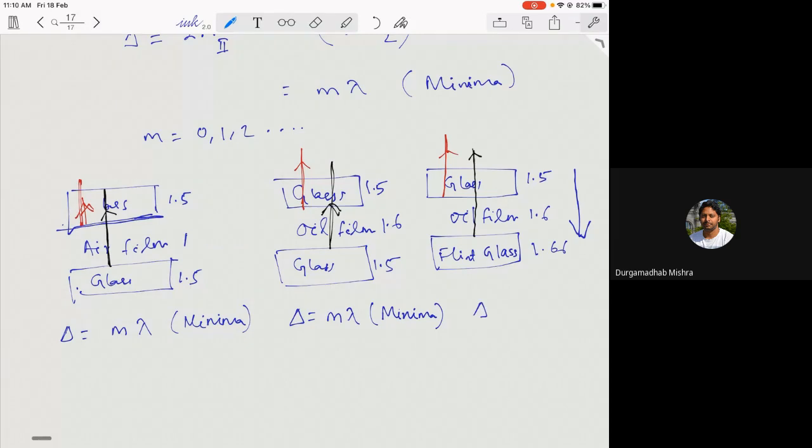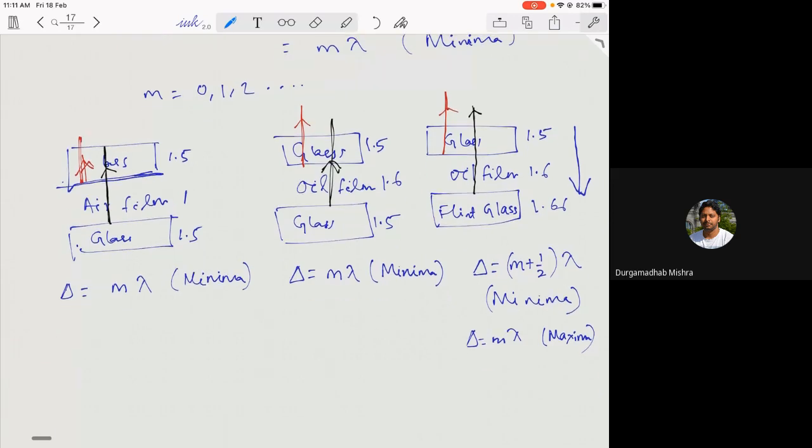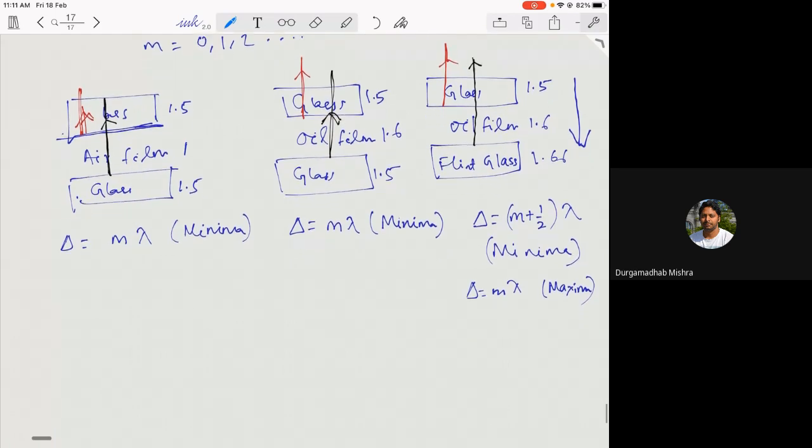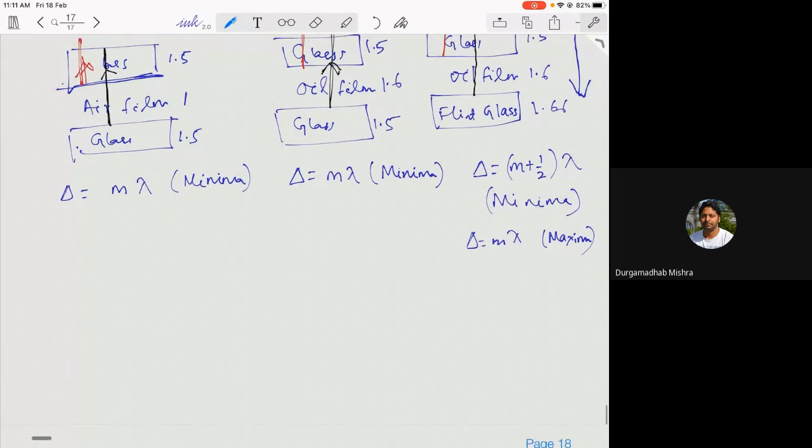So in this case, delta equal to m plus half lambda will give rise to a minimum, or delta equal to m lambda will be a maxima. So the situation changes in the third case, because both the waves are undergoing a phase change due to reflection. So this is a very general condition that we can write down for the third case.